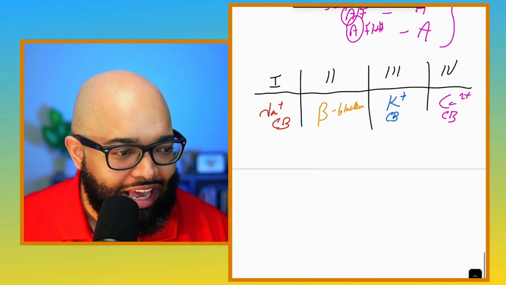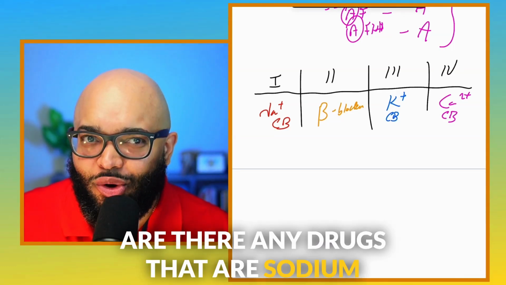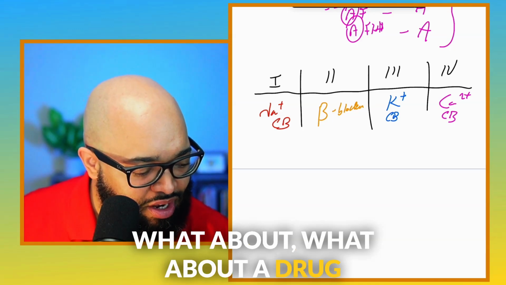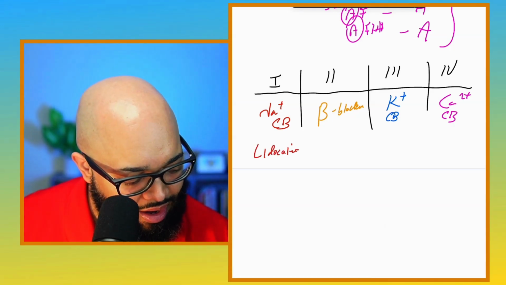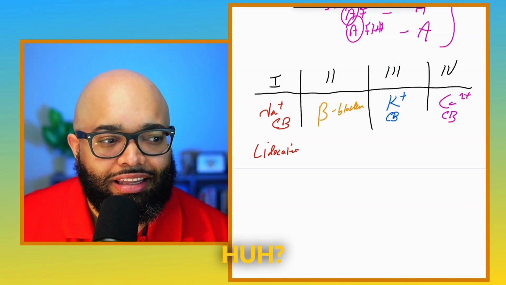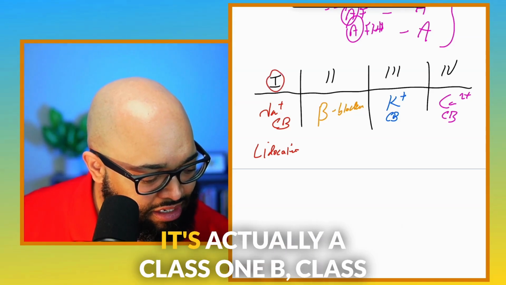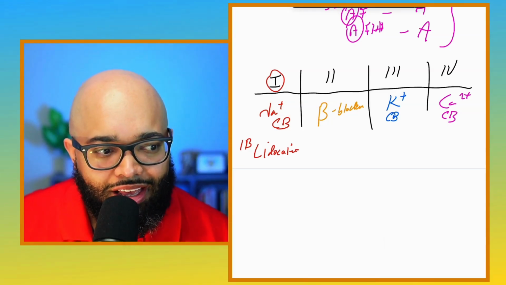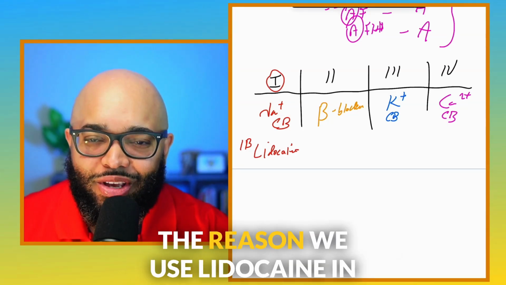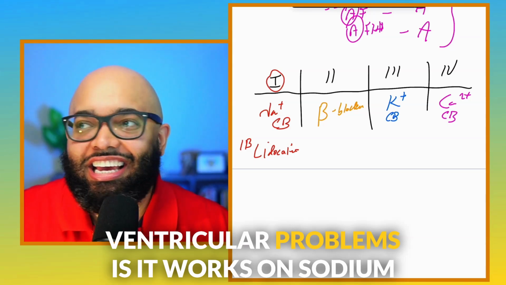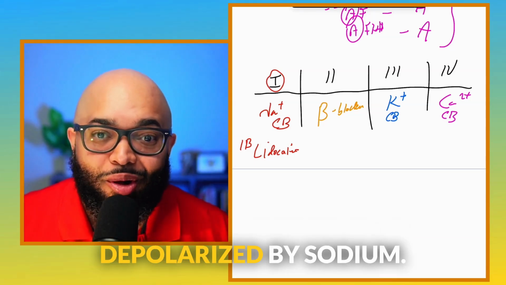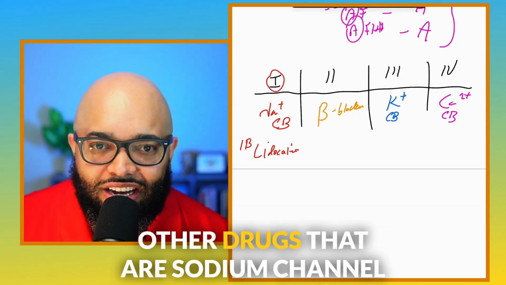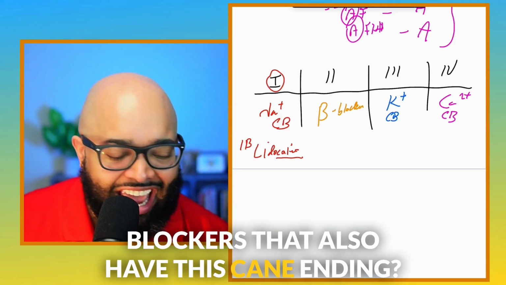Are there any drugs that are sodium channel blockers? What about a drug called lidocaine? Huh. Lidocaine is actually a class 1B, class 1 Bravo sodium channel blocker. The reason we use lidocaine in ventricular problems is it works on sodium channels and the ventricles are depolarized by sodium. Easy enough? Now, what are some other drugs that are sodium channel blockers that also have this caine ending?